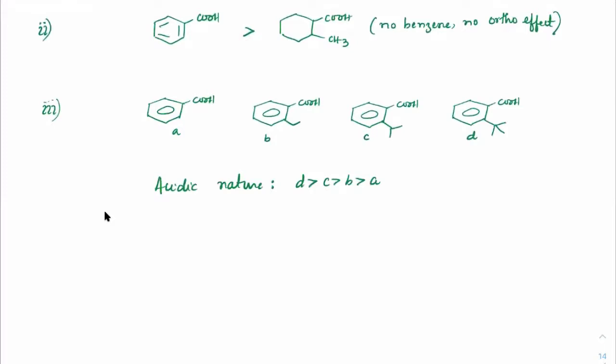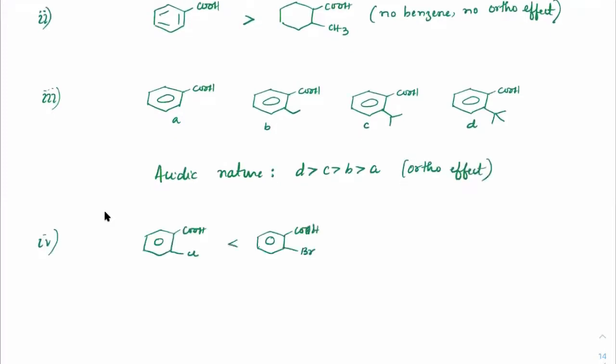Everybody got the point there? And this is all because of the ortho effect. Which is bulkier? Bromine is bulkier. So that's how the acidic character would be. Clear? And the reason for this is the ortho effect. The bulkier it becomes, the more and more acidic.